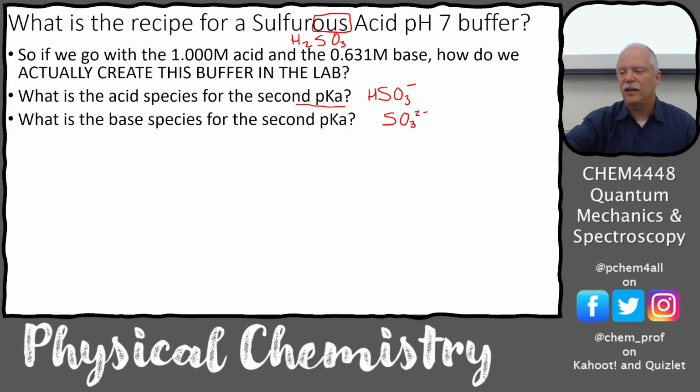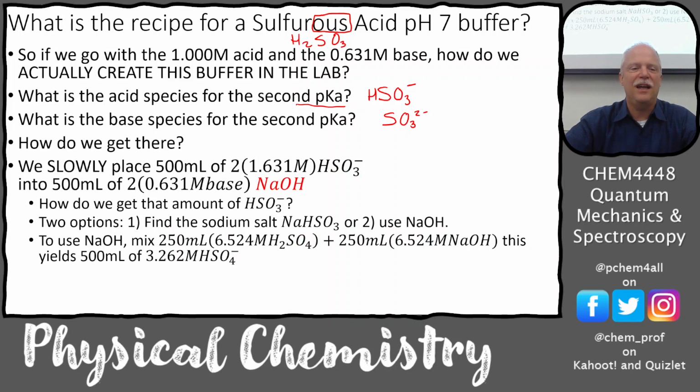So if we had a chemical store that had every known chemical in it, we might be able to find a sodium hydrogen sulfite and a disodium sulfite bottles, and mix those in solution at the appropriate concentrations of 1 molar and 0.631 molar. And that's probably not going to work because you're probably not going to find those two bottles. Okay, so how do we get there?